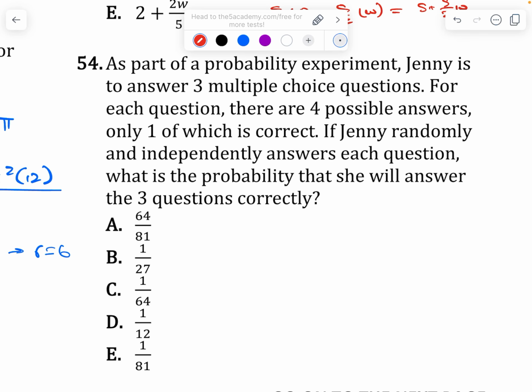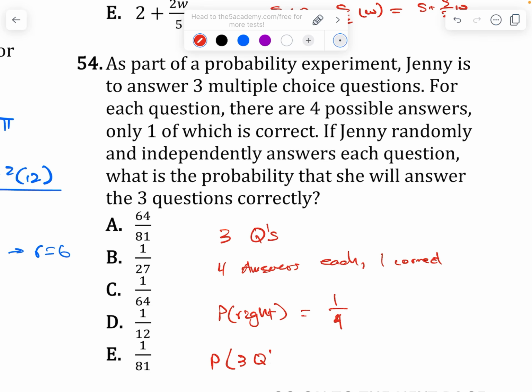Okay, 3 multiple choice questions, 4 answers, each 1 correct, right? So the probability of getting each one right is just 1 out of 4. So what's the probability of getting 3 questions right? If you remember "and" versus "or" probability, this is going to be "and" probability.